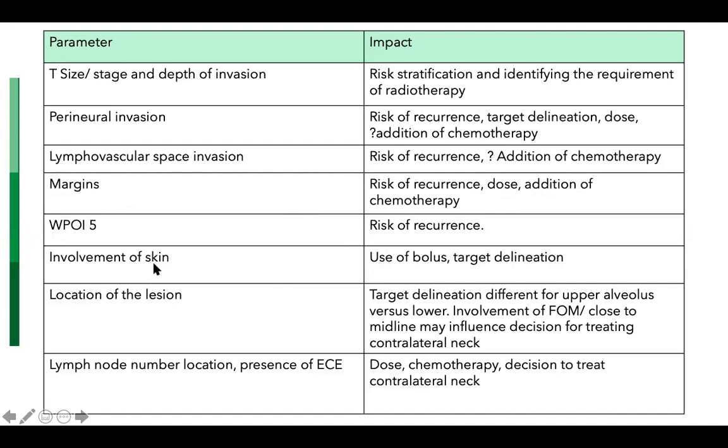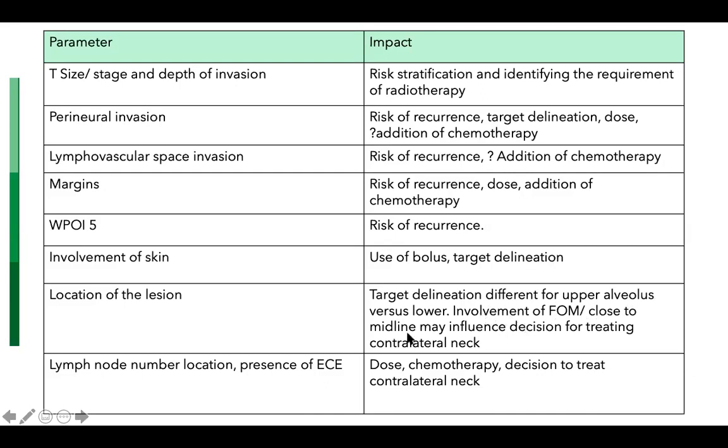Involvement of the skin will, of course, change the stage, but will also determine during planning whether we want to use a bolus. And it will impact how we are going to delineate the target, because we will definitely include the skin and treat it to a high dose. Location of the lesion. The target delineation is going to be different for an upper alveolar lesion, and I'll touch upon that a little later.